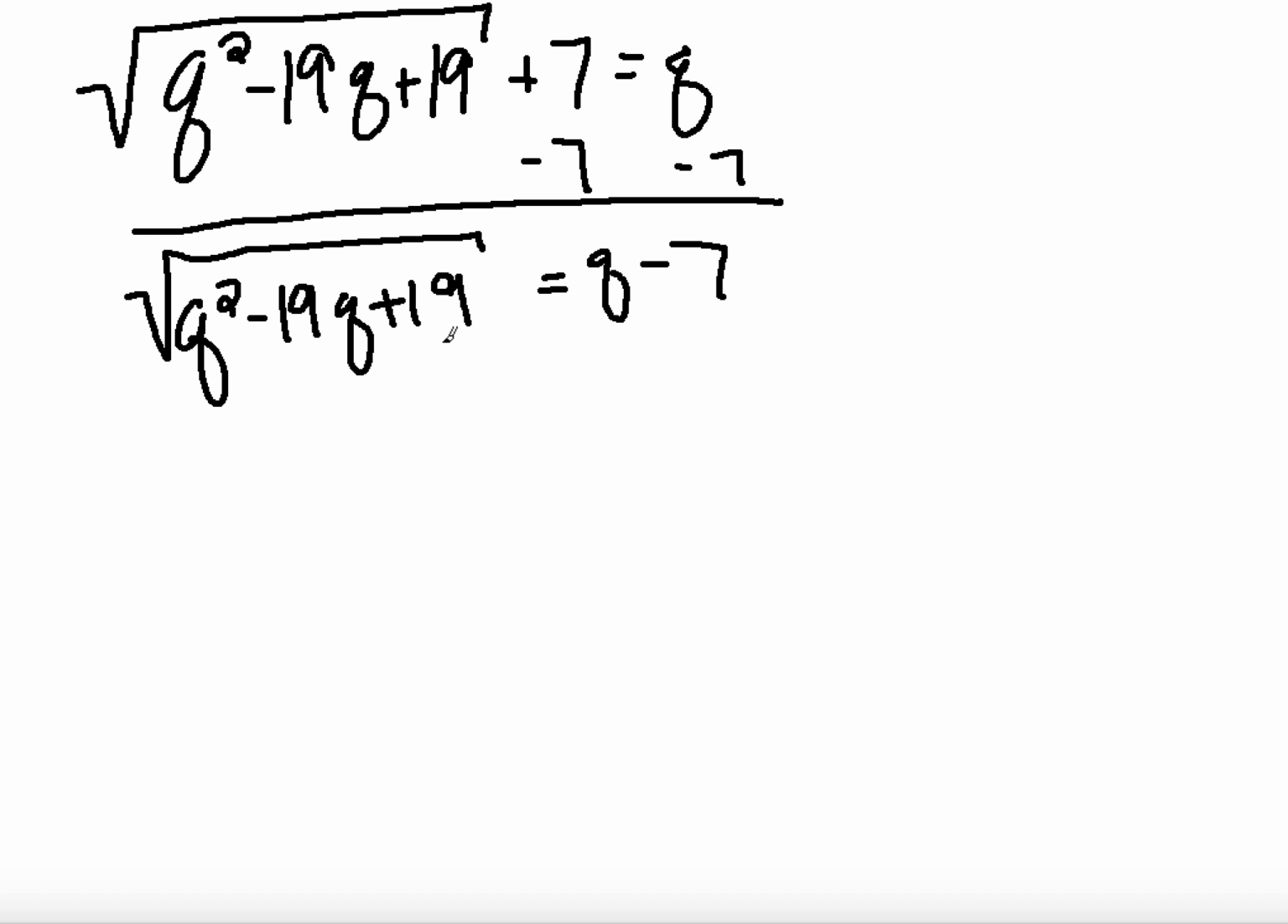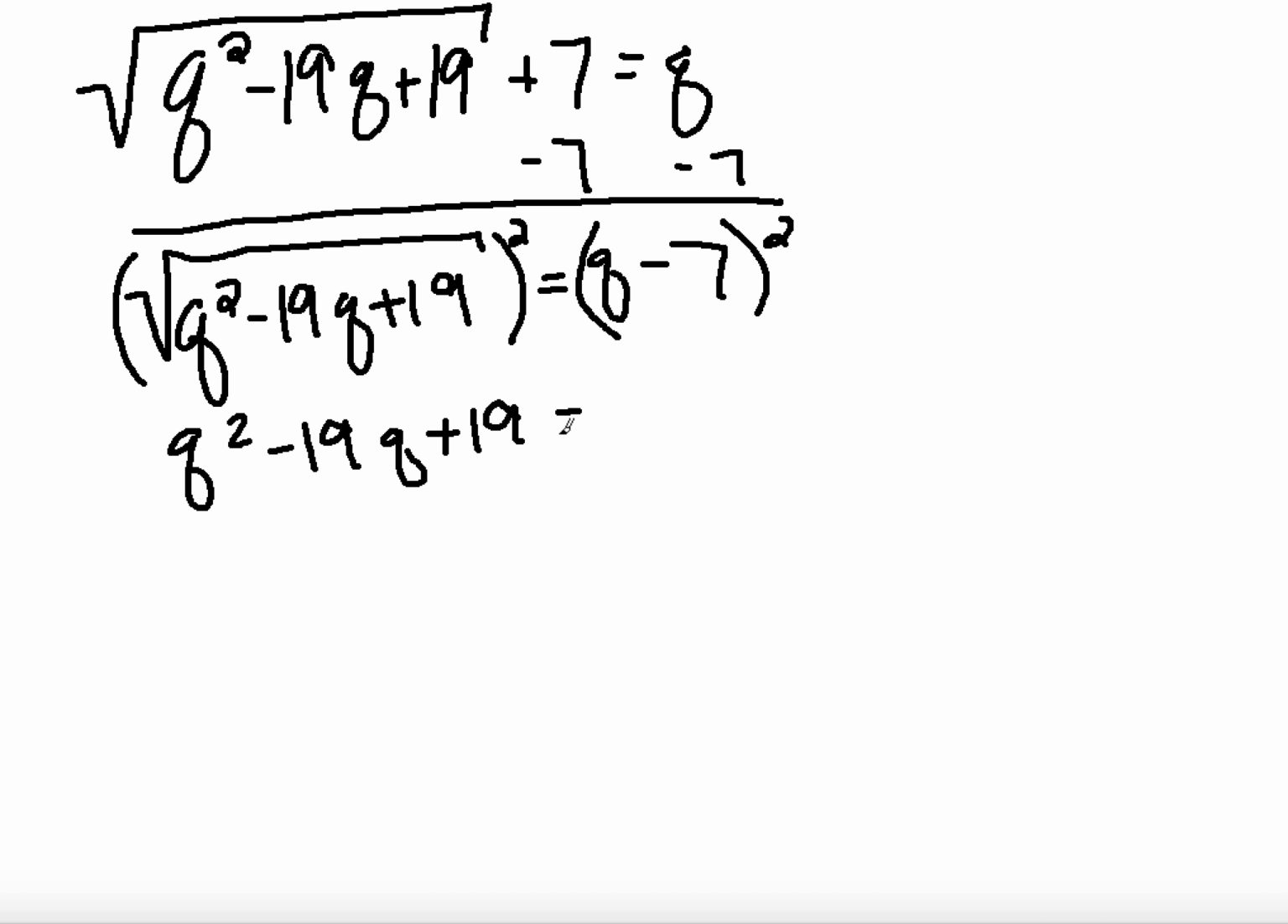Now, like I talked about in my week 1 videos, the way to get rid of a radical, because it's a 1/2 exponent, is to raise it to the second power. So if you didn't get to watch that video, you need to go back and watch that video in the lecture videos. When I square it on the left-hand side, I'm going to get q squared minus 19q plus 19.